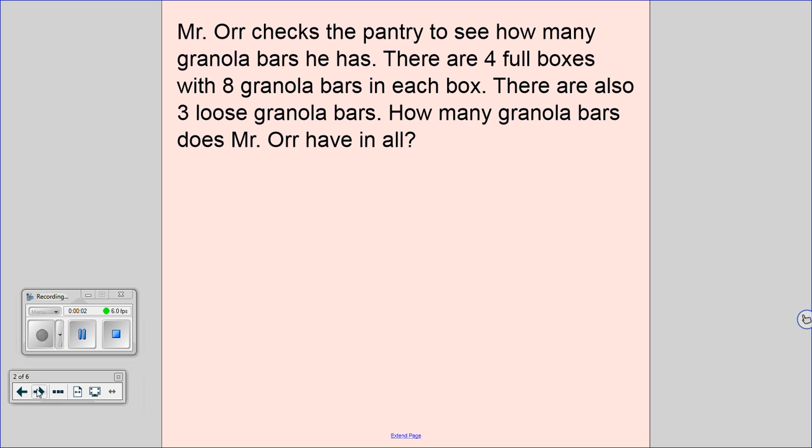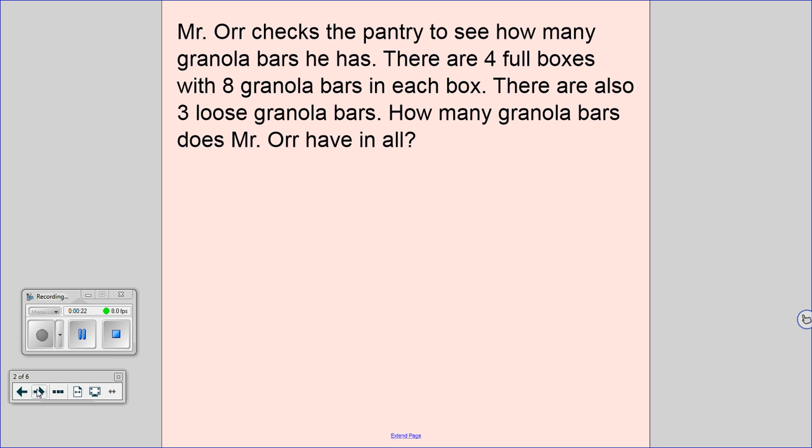So I want you to turn to this word problem. It's the first one that I gave you. Two-step word problems are no different from regular word problems. In order to solve it, we probably should start by reading it. Okay? Mr. Orr checks the pantry to see how many granola bars he has.